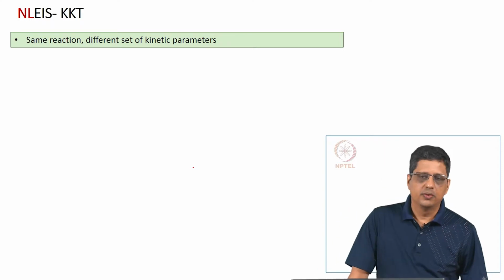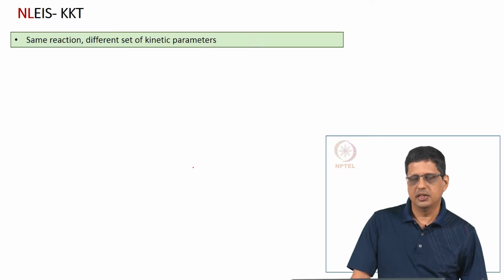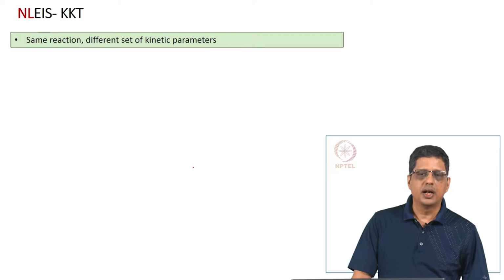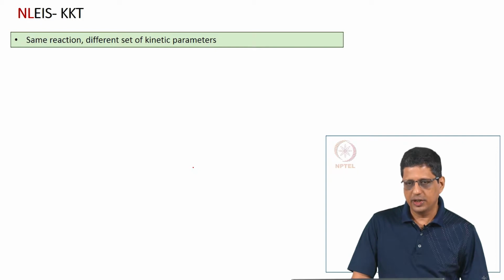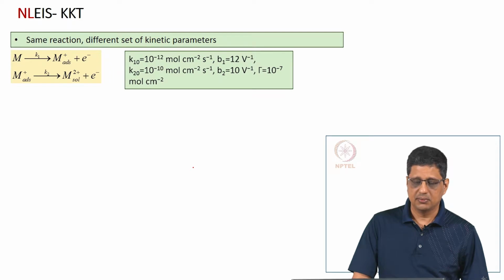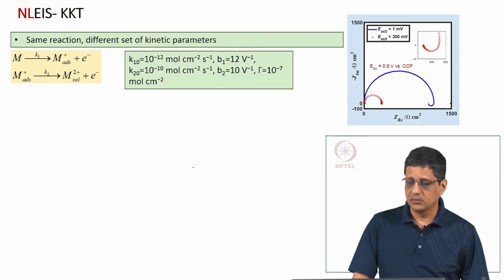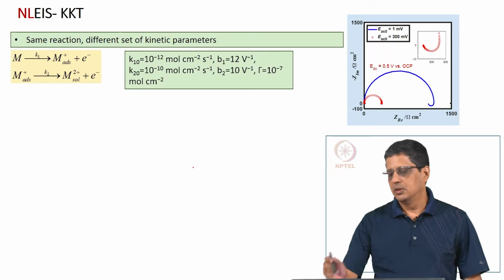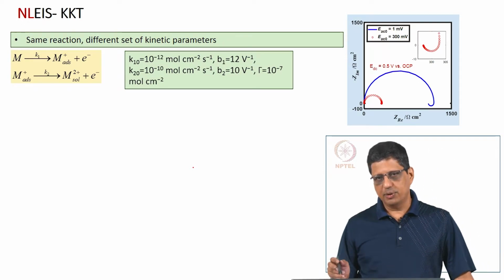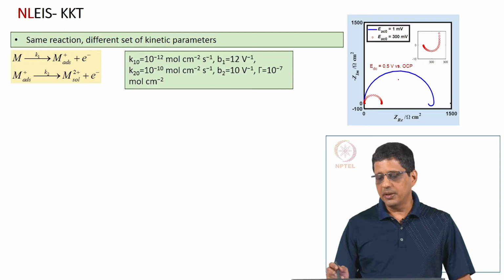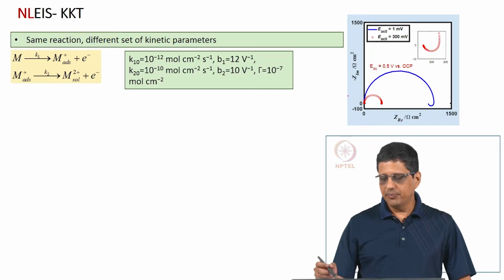All right. Now, we have taken the same mechanism and tried different sets of kinetic parameters, different sets of DC potentials, and in all cases you would get spectra. We have tested many, but we are showing a few here. Okay. This is second example, same mechanism, different set of kinetic parameters. Now, in this case we have taken the DC potential to be 0.5 volts versus OCP. We have tried 1 millivolt linear regime and 300 millivolt the non-linear regime.